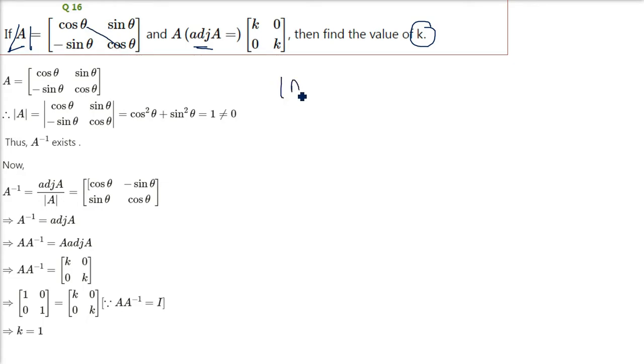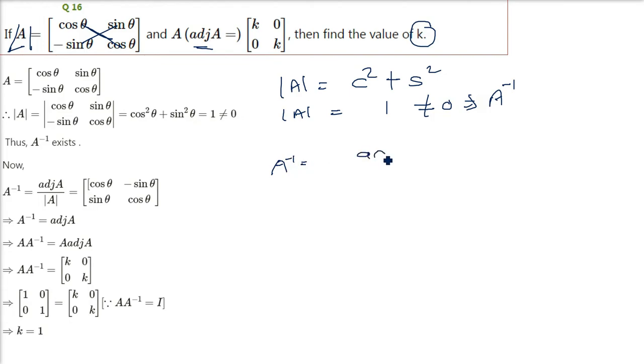So determinant of A is simply cos square minus sin square, and since one is negative, it will be cos square plus sin square theta here. So this is going to be 1. Determinant of A is equal to 1. So since it is not equal to 0, we can safely say that A inverse exists. Now A inverse, we know the formula already. A inverse is adjoint of A divided by determinant of A. This is a standard expression we know. Determinant of A is already 1, so we can just write A inverse is equal to adjoint of A.